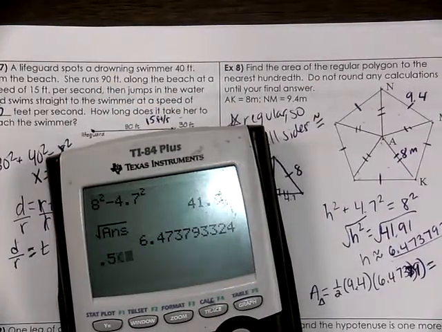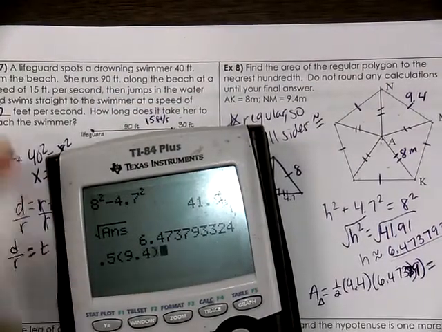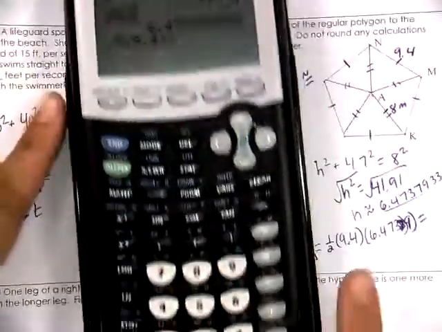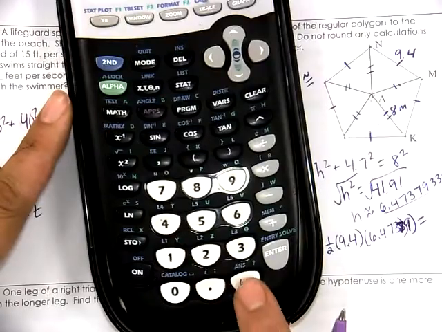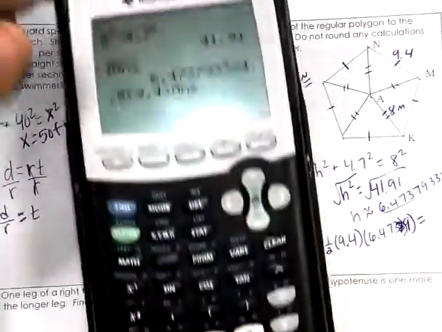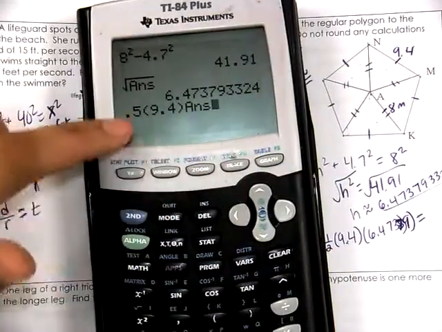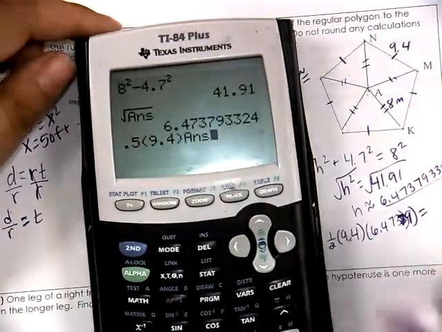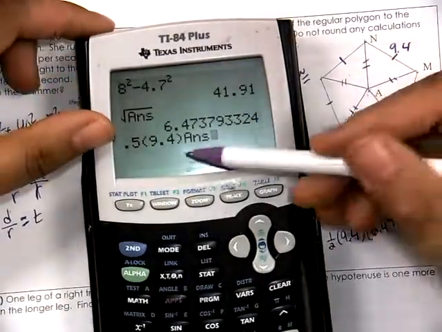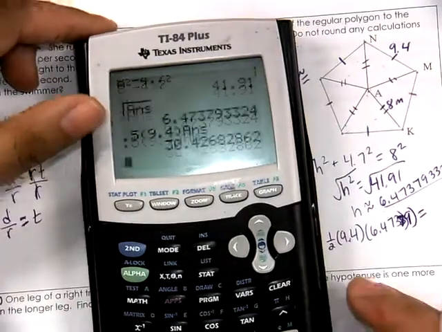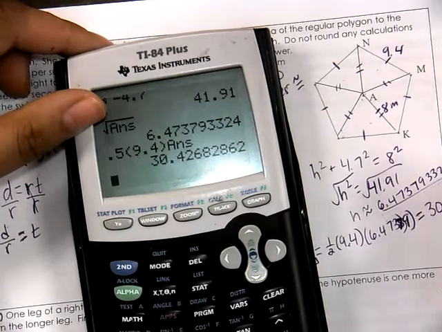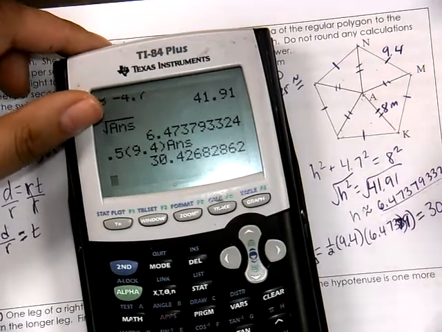1/2, so 0.5 or 1/2 times 9.4, and then look how I get the answer button. I press second, and down at the bottom here, where the negative sign is, if you press that, it shows you the answer button. So that way you don't have to recopy this previous answer, or you could type in square root of 41.91. That would also work because that would keep it an exact answer.